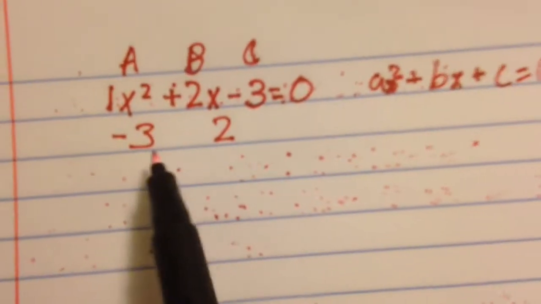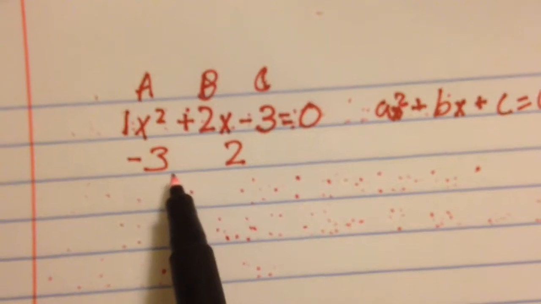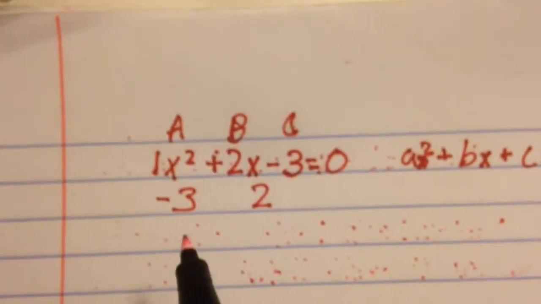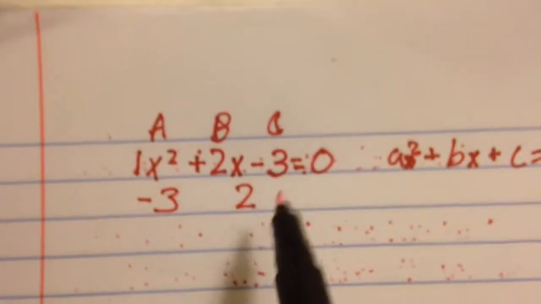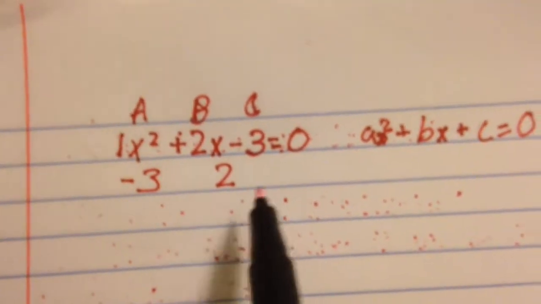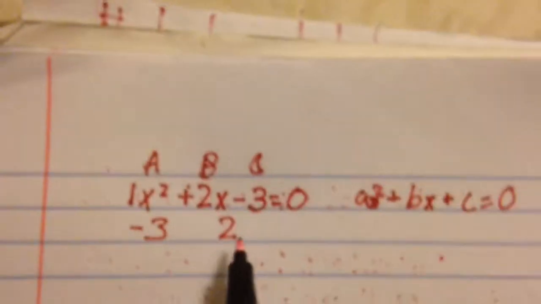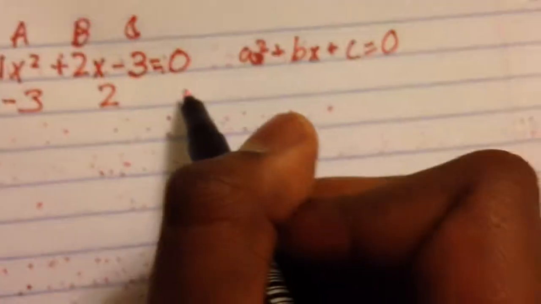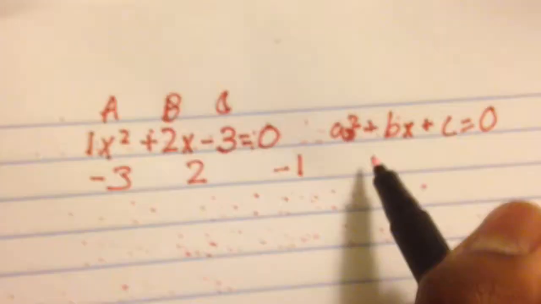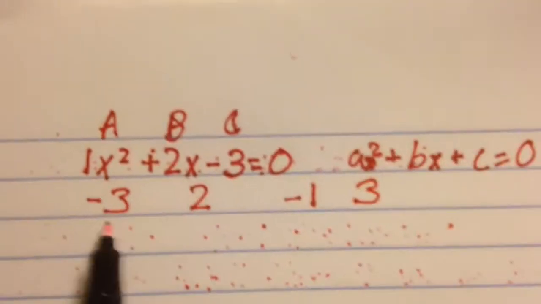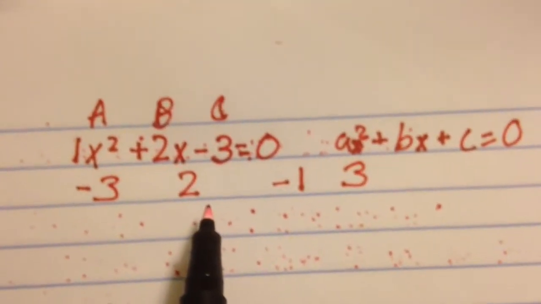So the product of -3 here means that you're looking for two numbers that multiply to get you -3. And your sum means you're looking for two numbers that add together to get you +2. So those numbers are -1 and 3. Because when you multiply those together, you'll get -3. And when you add them together, you'll get 2.